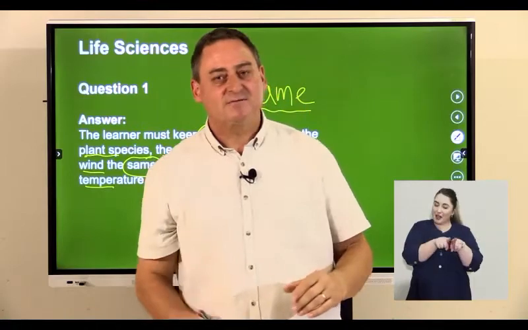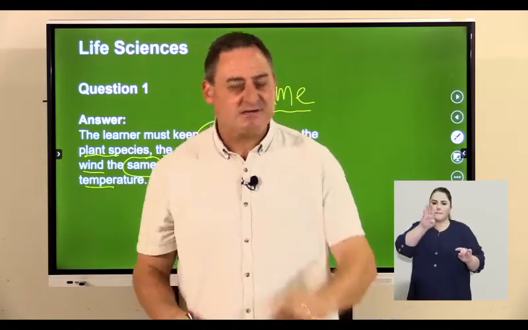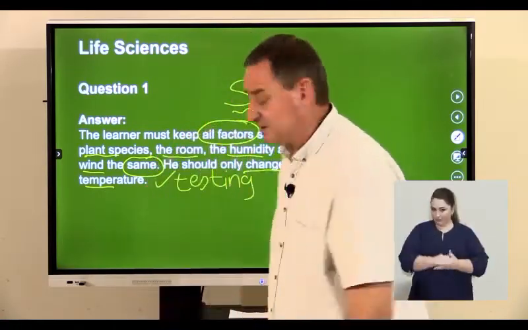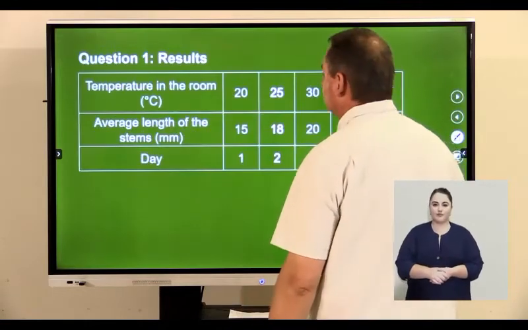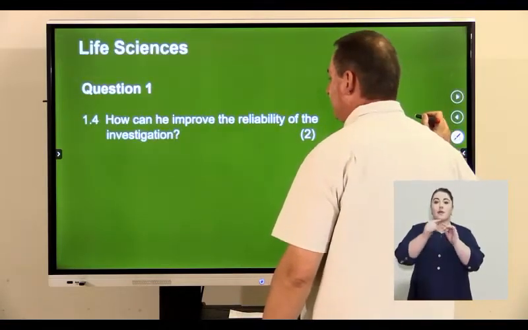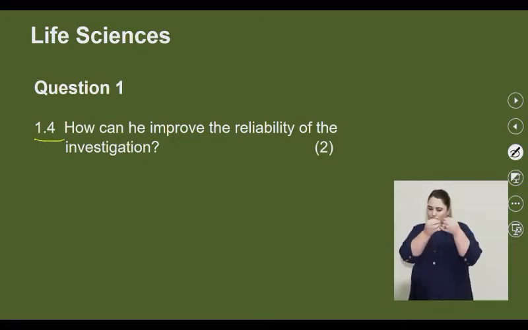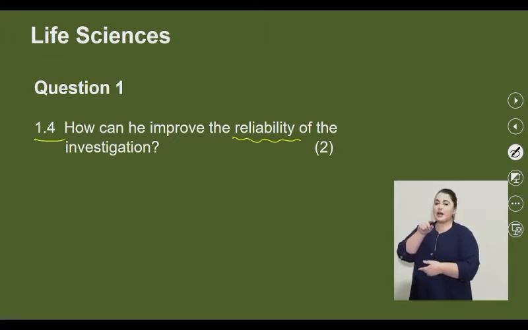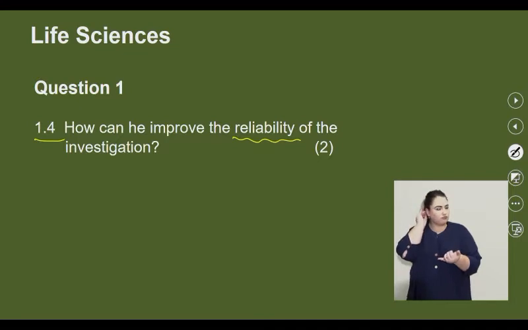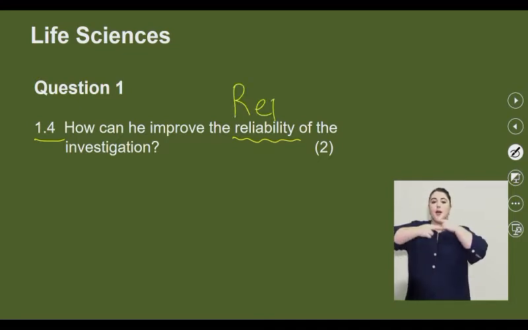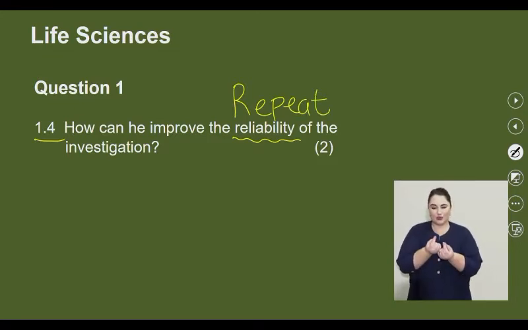Now that is validity. But what is reliability? It's different. Let's look into reliability. So there are the results again. And now we come to another question in the series of question one. How can this learner, he or she, improve the reliability of the investigation? Now, I want you to remember the R. Reliability means repeat the investigation, and then you take the average.